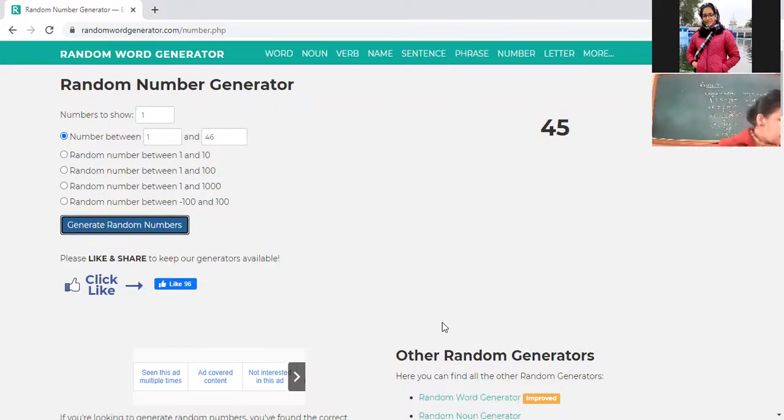Write the question. A truck weighing 1000 kgf, this unit has been taught to you. A truck weighing 1000 kg force, you will write it as kgf, changes its speed from 36 kilometer per hour to 72 kilometer per hour in 2 minutes. Calculate the work done by the engine and its power. Small g is 10 meter per second square. Titiksha, you tell the work done by the engine.